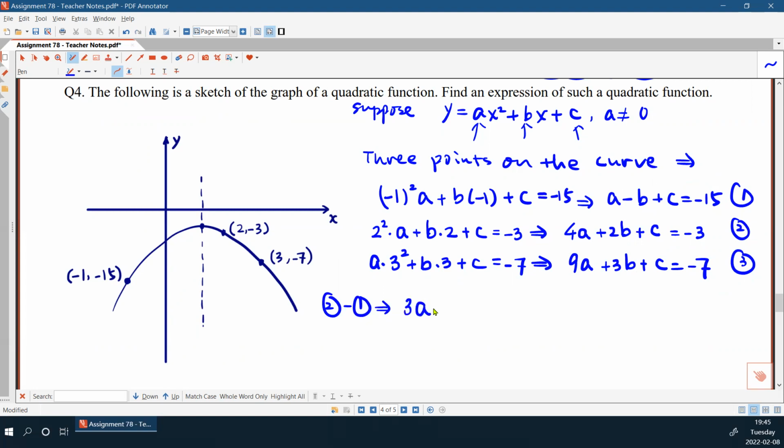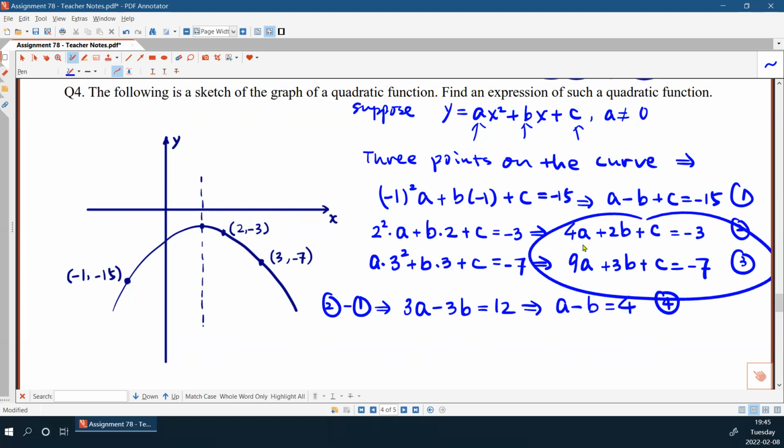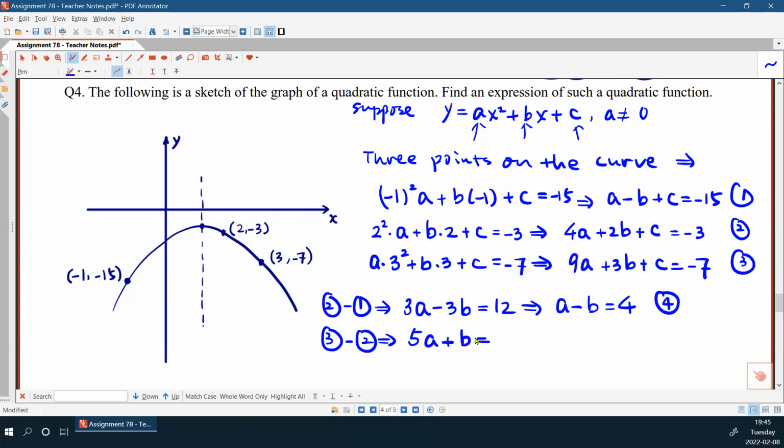This will give us 3a minus 3b equals 12, which can be simplified to a minus b equals 4. And let's label it with 4. Then we use the last 2 equations to eliminate c as well. We can use 3 minus 2. And we'll get 5a plus b equals -4, right? And let's label this with 5.